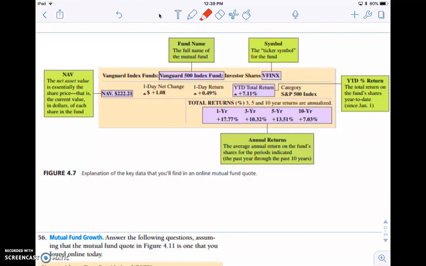Okay, so here's just a little bit about this. Again, we're not going to be looking a ton into what all of these mean.